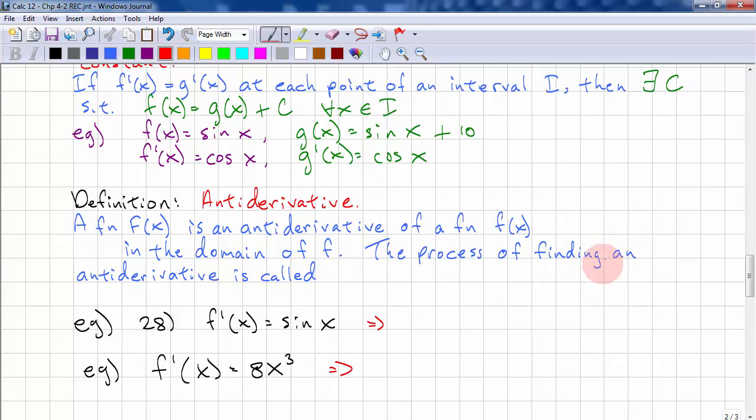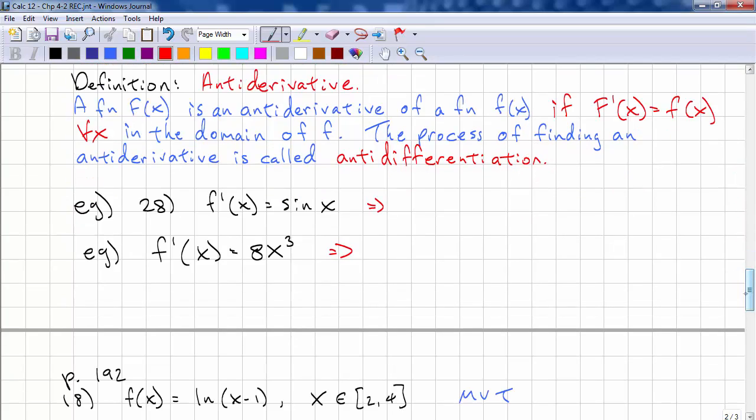So a function capital F of x is an antiderivative of a function f of x if the derivative of capital F equals lowercase f for all x in the domain of f. And this process of finding an antiderivative is called antidifferentiation. So let's look at an example of this.